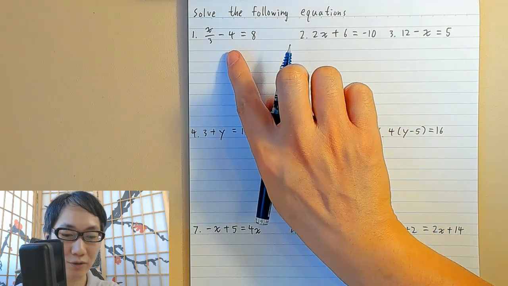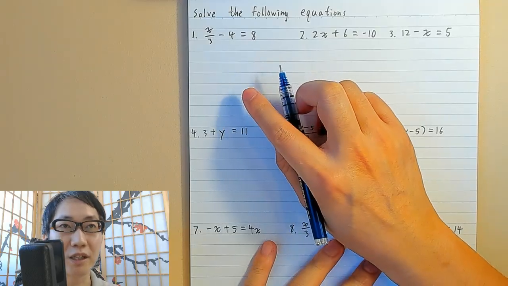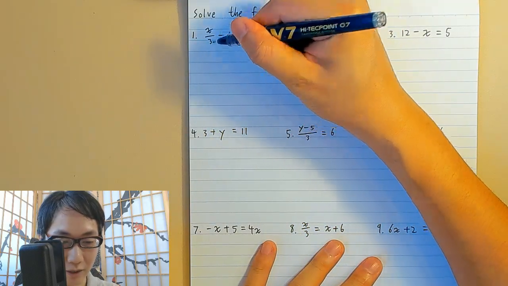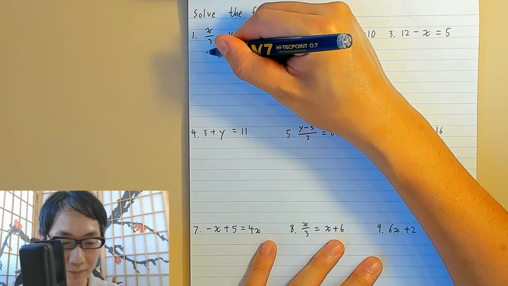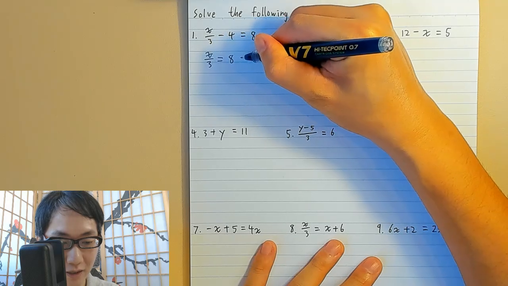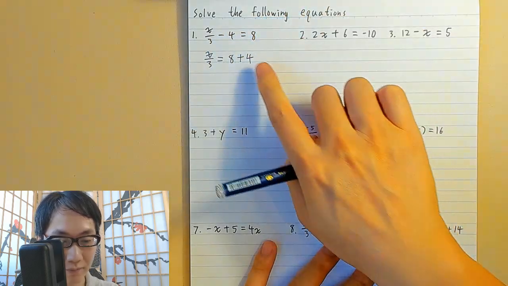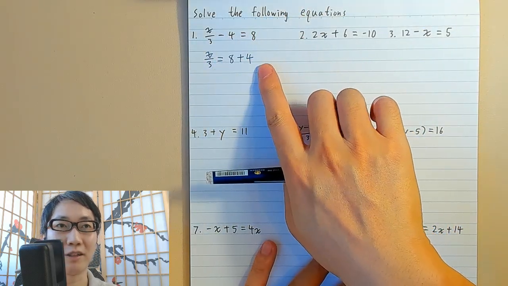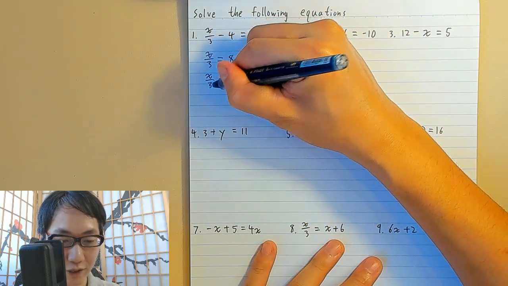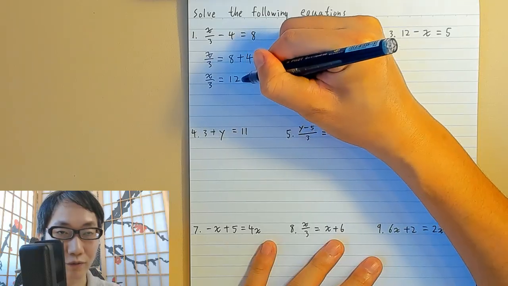So we have first question, x over 3 minus 4 is equal to 8. So we can add 4 to both sides. So then this will be x over 3 is equal to 8 plus 4. This minus 4 is like added to the right hand side. And we have x over 3 is equal to 12.